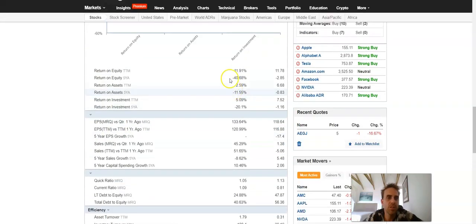And then if we just shoot down and take a look at its return on equity, its current one is in the positive, and its current return on assets is also in the positive. Sorry, its 5-year return on equity is in the negative, but we expected that. So AEG currently, fundamentally speaking, looks to be in a fairly healthy situation.